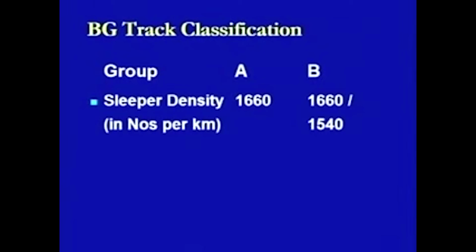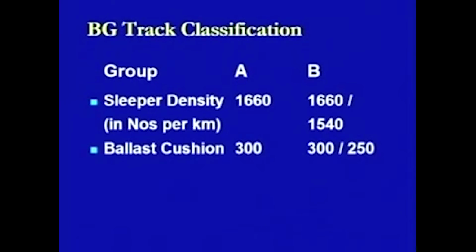And this sleeper density in the case of category A broad gauge track classification is 1660 sleepers. It means 1660 sleepers need to be provided in 1 kilometer rail length in the case of the A category of broad gauge track classification. Whereas in the case of B category of broad gauge track classification, we have two conditions, that is we can go for 1660 sleeper density or we can go for 1540 sleepers per kilometer length of the track.